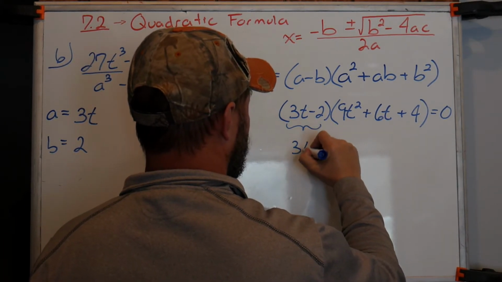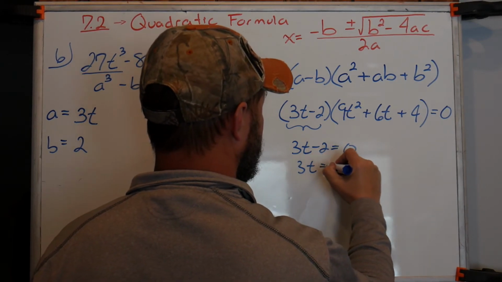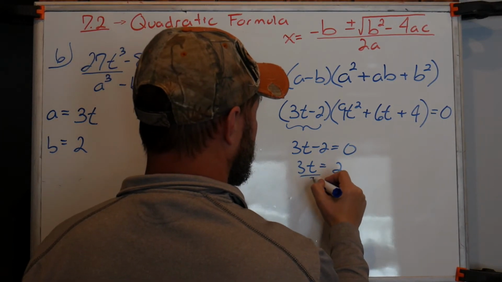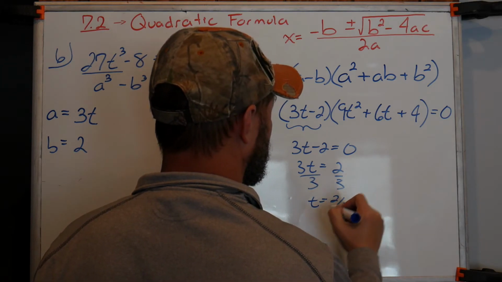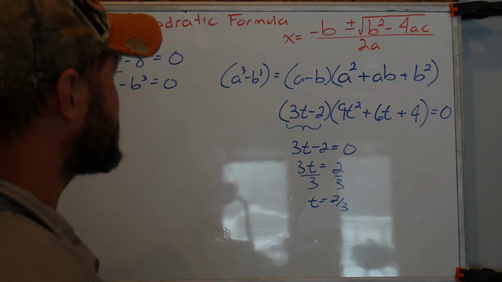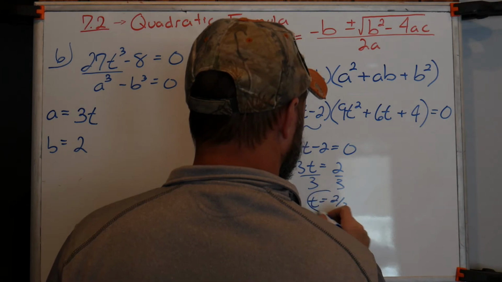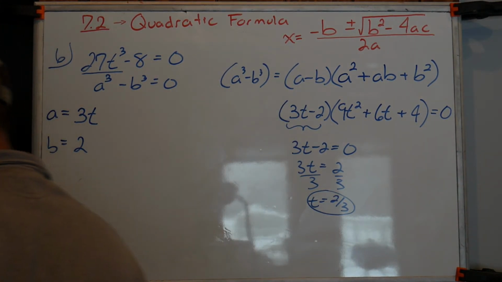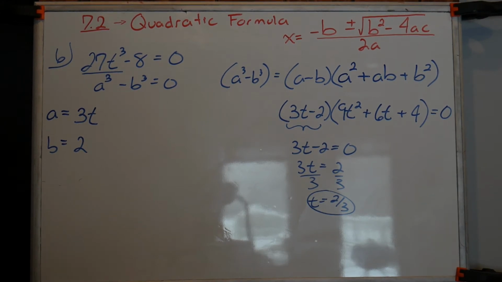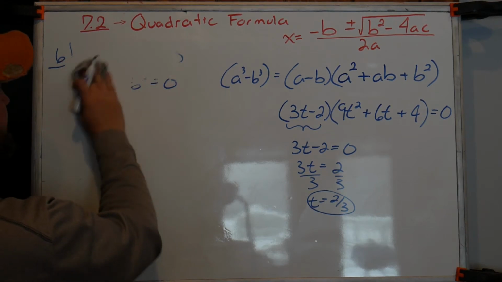I need 3t minus 2 equals 0. So 3t equals 2. Divide by 3, t equals 2/3. There's one answer. So I'm going to have 3 answers to this puppy. One answer is t equals 2/3. Now I go back to my quadratic formula for the second piece of this.